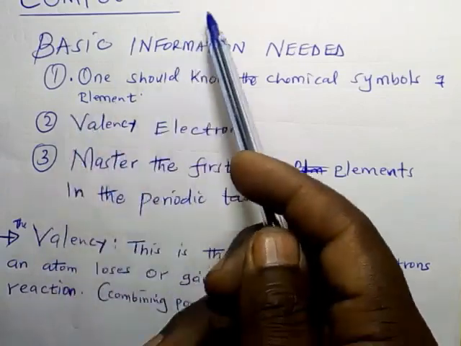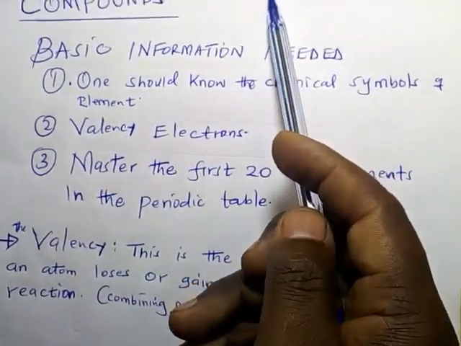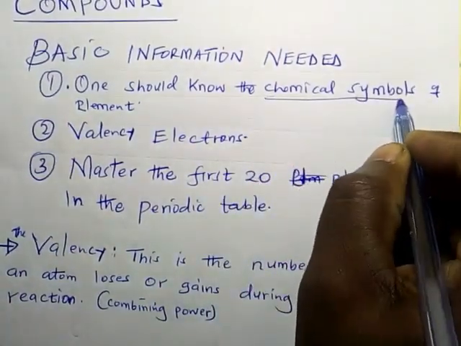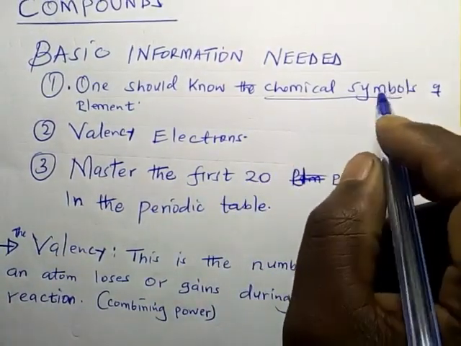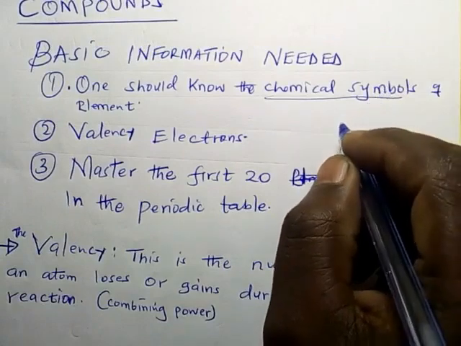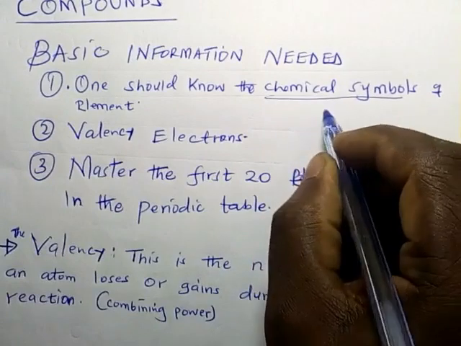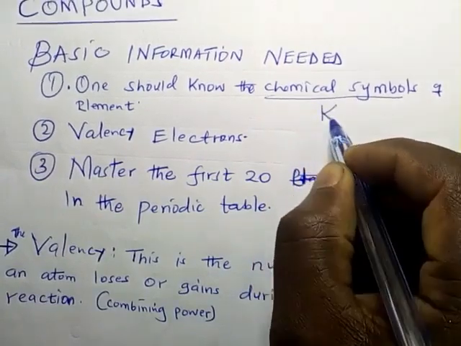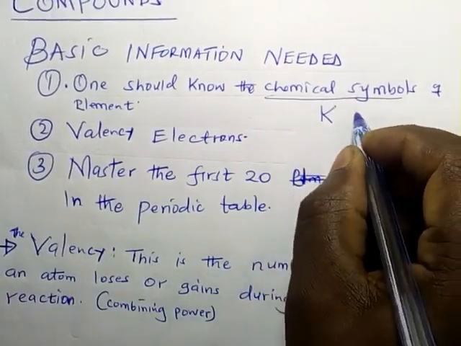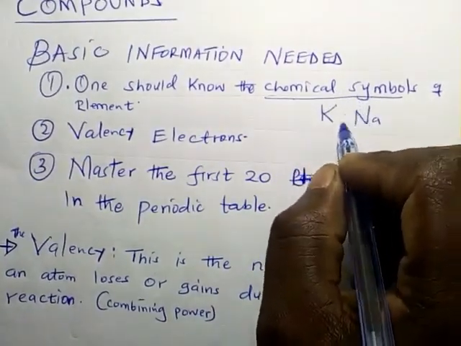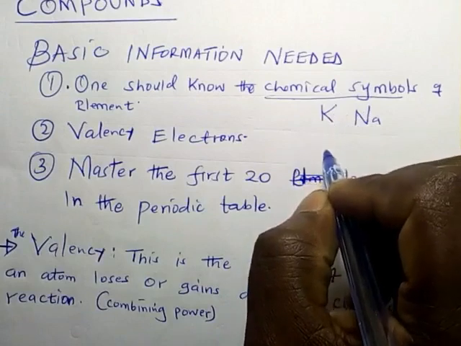To write the chemical formulas correctly, you must have the chemical symbols at your fingertips. So if you're talking about potassium, you should know that the chemical symbol for potassium is K. If I am talking about sodium, you should know it is Na. So the chemical symbols of any element you want to deal with, you must know them.